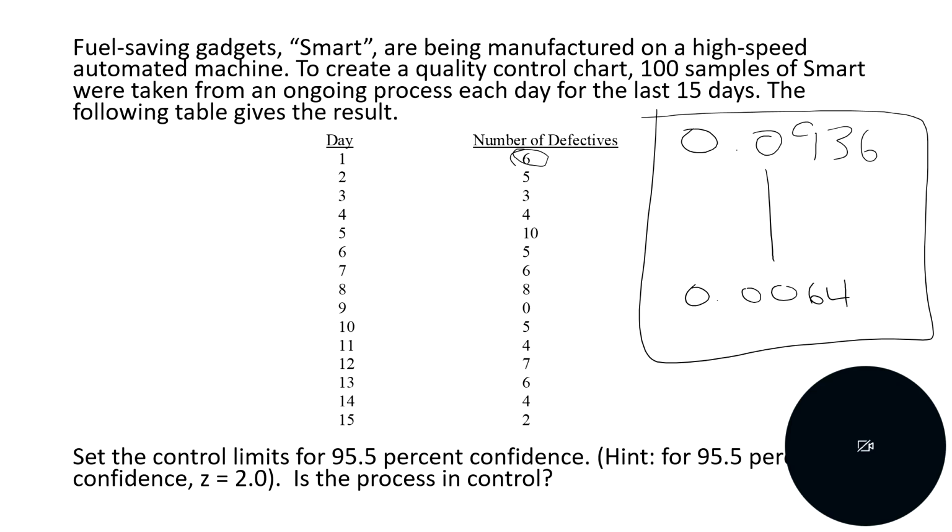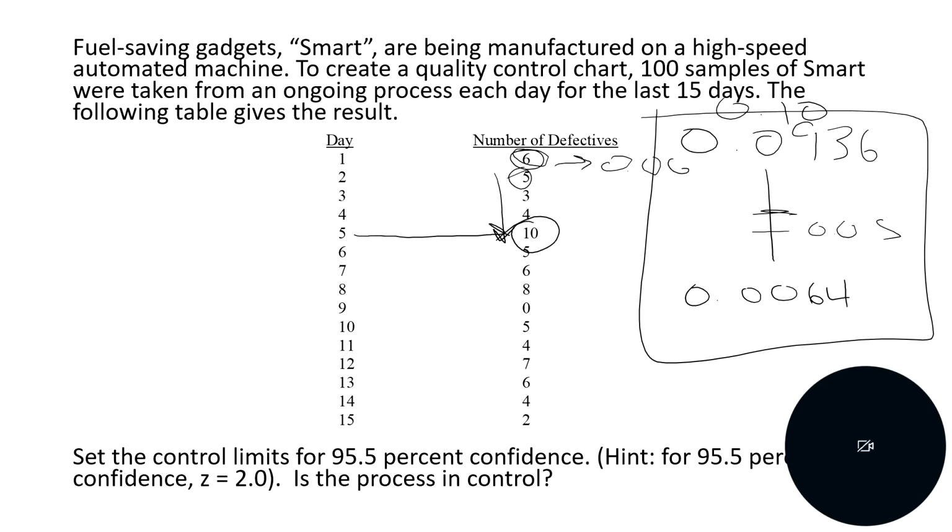We're going to do that by turning these number of defectives into a decimal. 6 would be 0.06. That falls in here. 5 is 0.05. Also in here. And then if we keep going down, 10, that's 0.1. That is above our little fence, so that means it would be out of control.